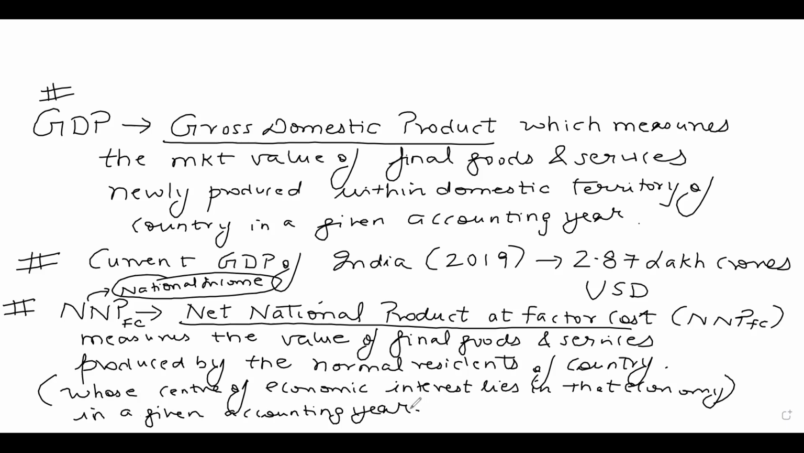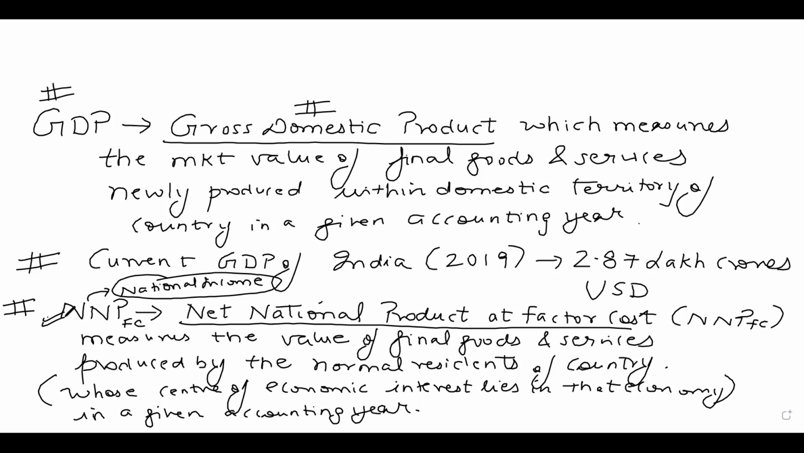So students should be able to understand the difference between the gross domestic product and net national product. In my lectures, I will be explaining what is the difference between the two. But right now, the definition should be clear. Any economic activity which is happening within the domestic territory of the country is a part of gross domestic product. Any economic activity which is done by the normal residents of the country, either within the domestic territory or even outside the domestic territory, is a part of the net national product.